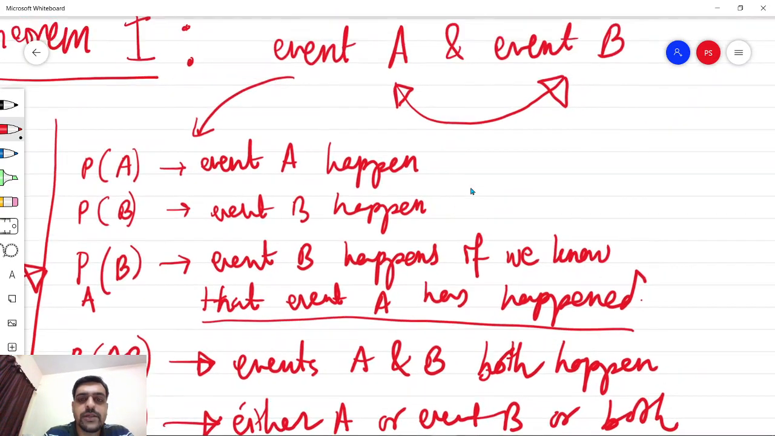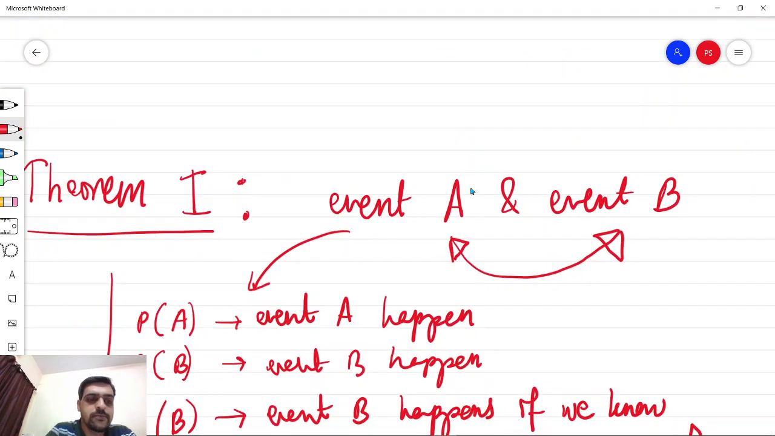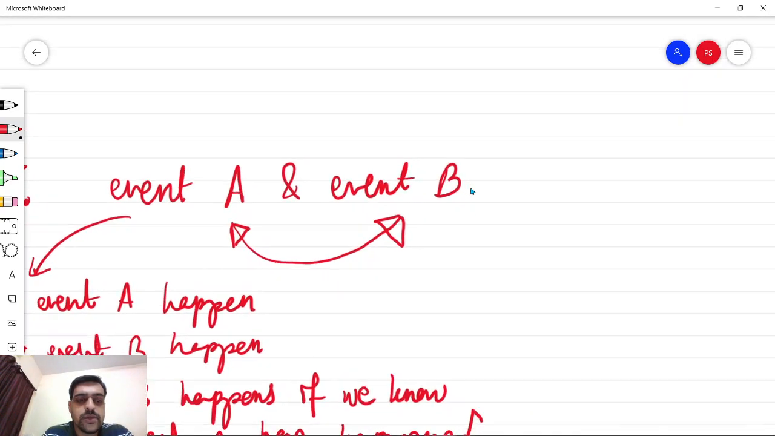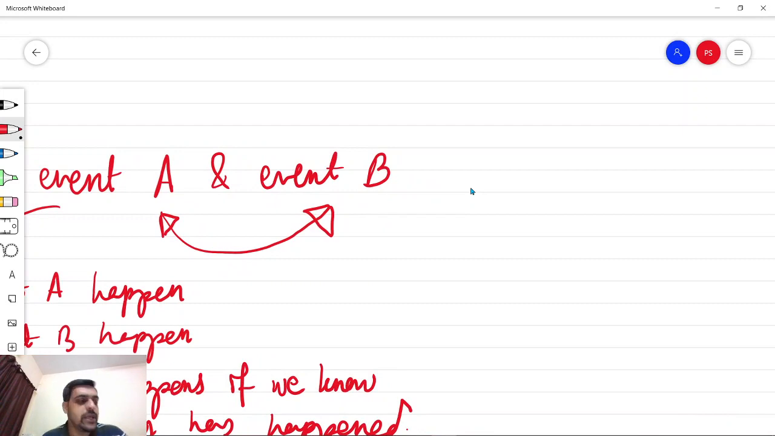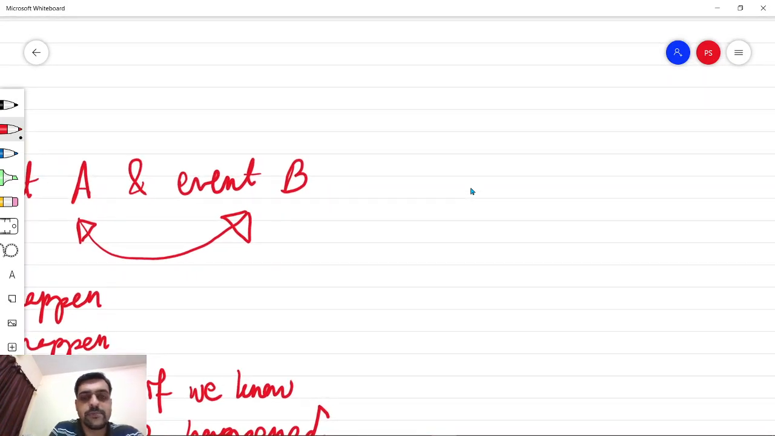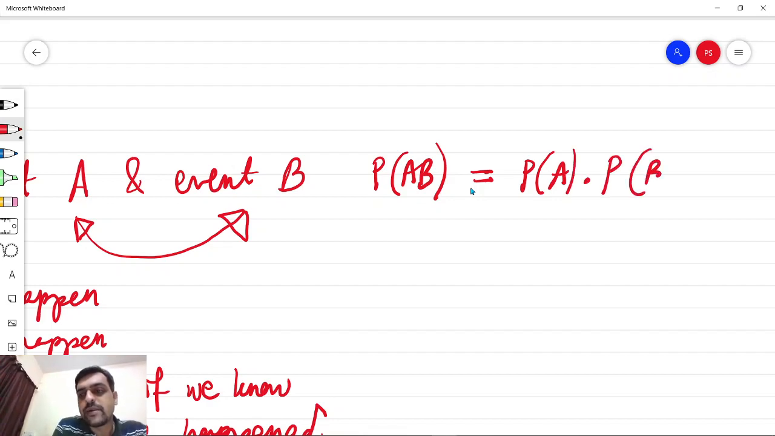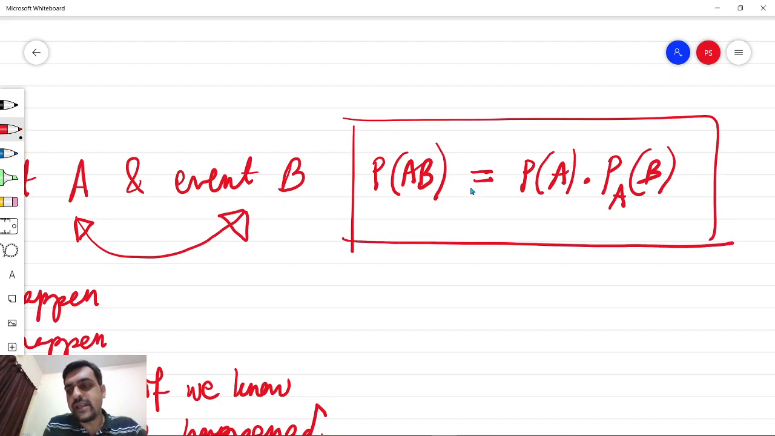So let us shift our discussion again to the first theorem. If we assume two such events A and B, then the first theorem states that P of AB is equal to P of A multiplied by P of B such that A has happened. So this is an expression for the first theorem.